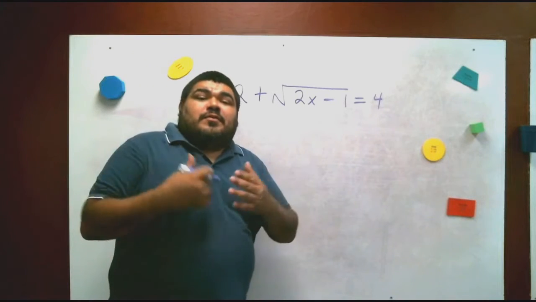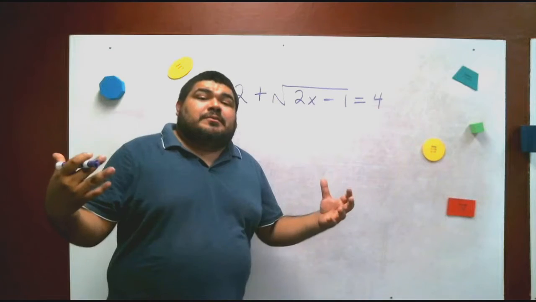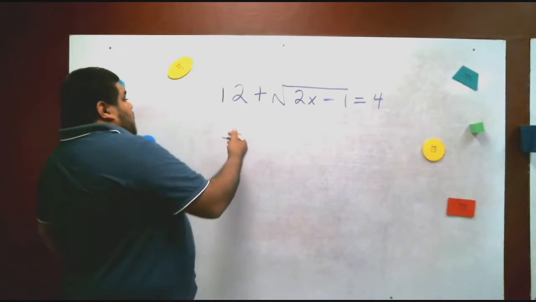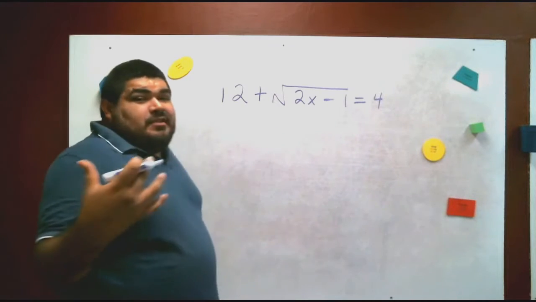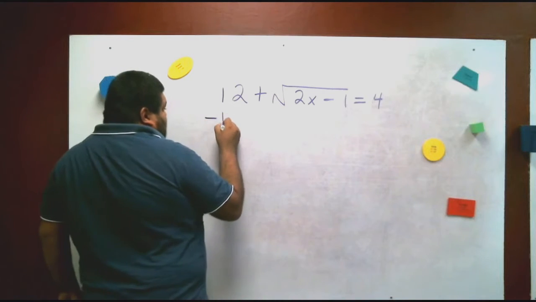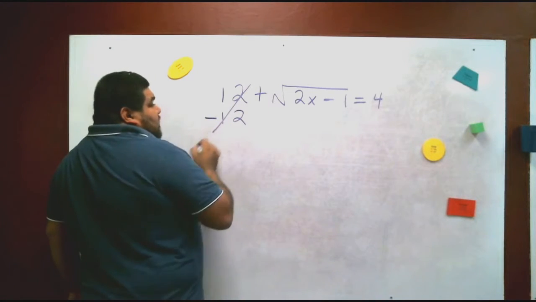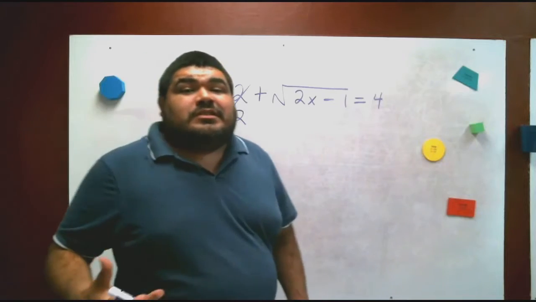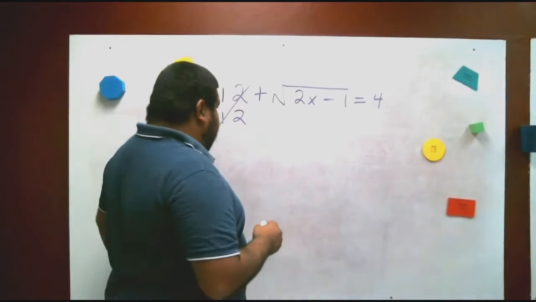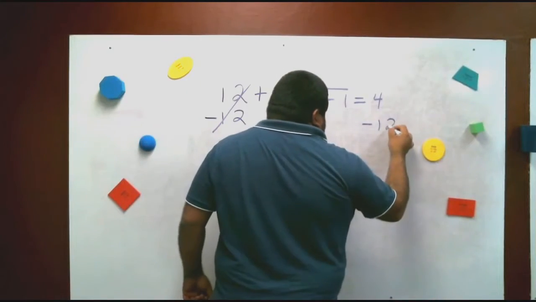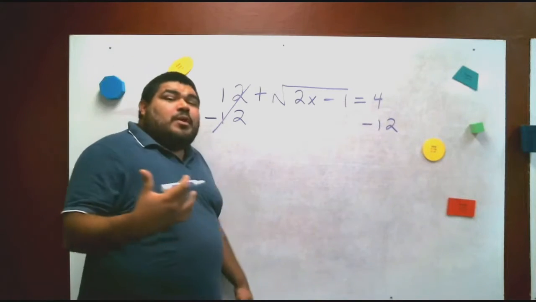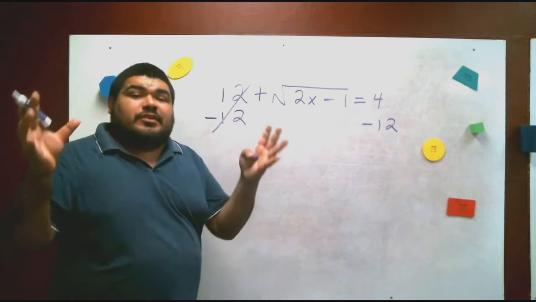If we want to move it to the other side, because remember we're solving for x, we have to get rid of that 12. If it's positive, it becomes the opposite of positive, which in this case is negative. So we have negative 12. Cancels out. Remember, whatever you do on one side, you have to do to the other. Remember that balancing. So negative 12, that leaves us with what we wanted, which is everything just in the radical.